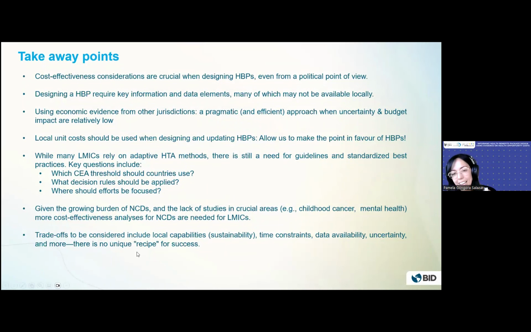And again, I don't think there is a unique recipe. There are many different approaches, many decision rules, different criteria, and different analyses to be conducted, and it depends on local capabilities, making sure that the approach used is sustainable, and that we consider time constraints, data availability, and so forth.